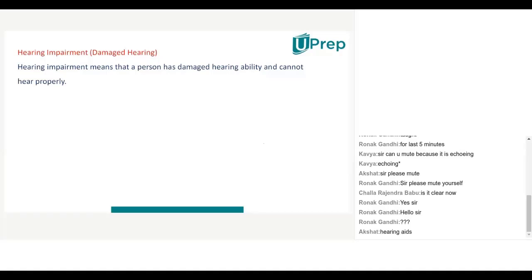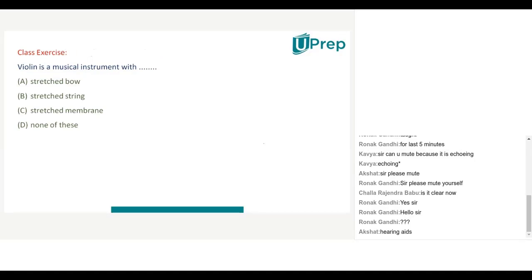But now let us try to answer a few questions, and after that I will run that video. Now, violin is a musical instrument with what? Stretched bow, stretched string, stretched membrane, or none of these? Kavya, tell me what is your answer? Stretched strings. Right, violin is an instrument which is having stretched string actually. So B will be the answer.